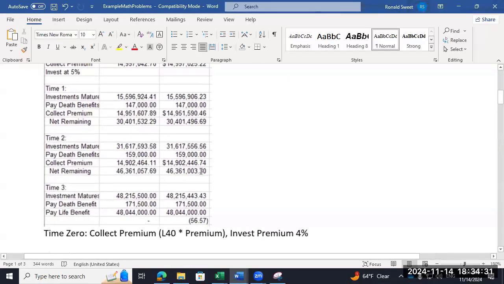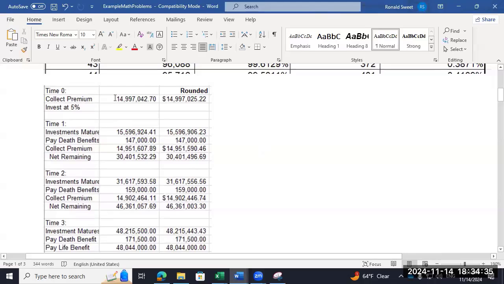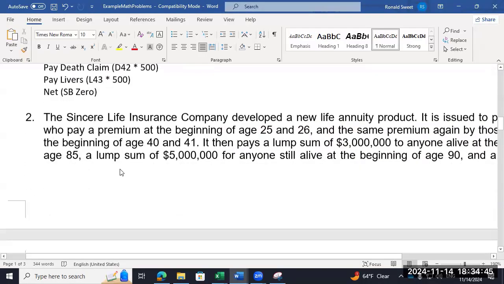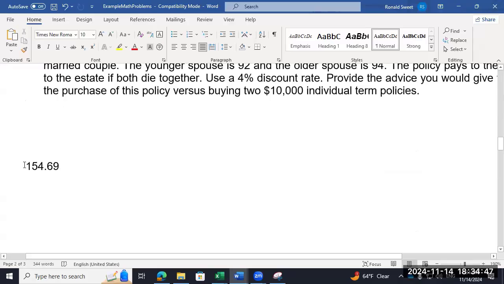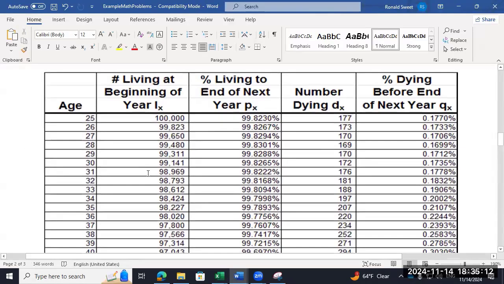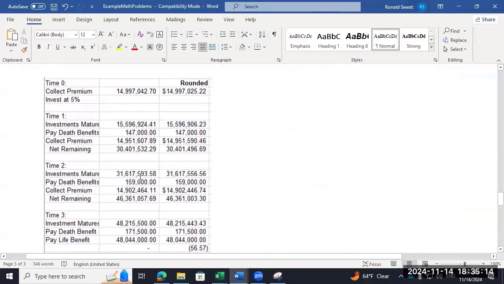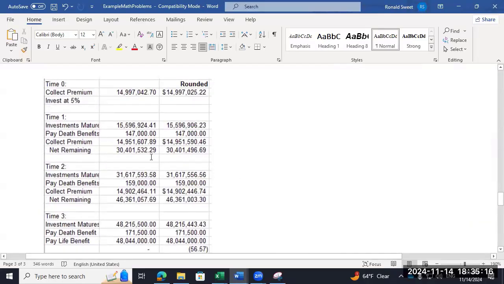All right, so here's what I have. Collective premium, I got right at $15 billion, $14,997. That's using the premium 154.69. Oh, I know where it went. There it is. So you bring that forward at 4%. So you just multiply by 1.04.